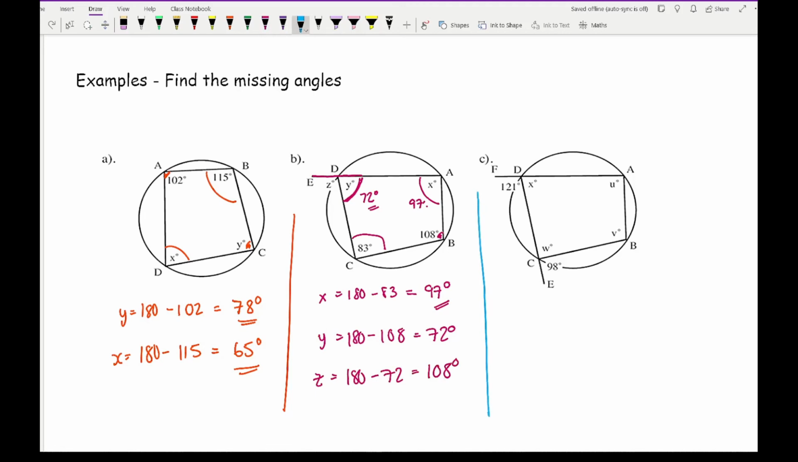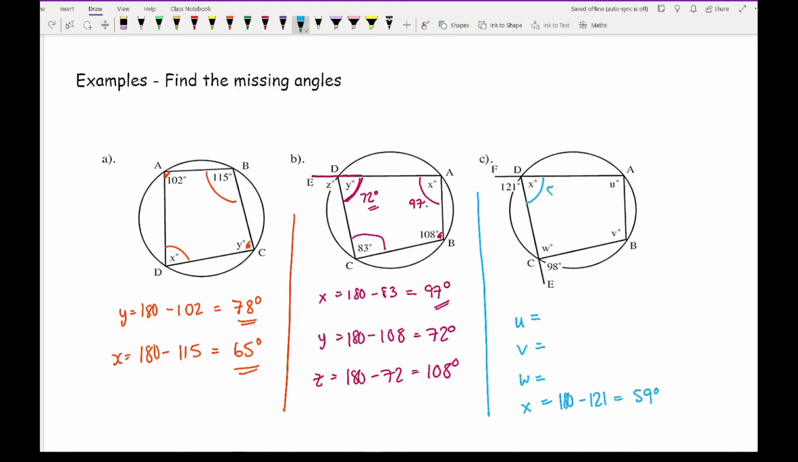Then moving on to our last question, which looks very, very similar to question B, but let's just have a look through it. So again, working out the letters, I've got U, V, W and X to find. And again, there's no particular order in which I've got to do this, it's entirely up to you. So I'll start off with X. Angle X is on a straight line with 121. So X is going to be 180 minus 121, which is going to give me an answer of 59 degrees.